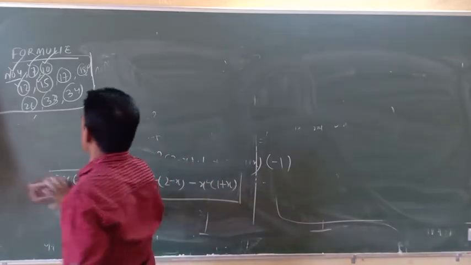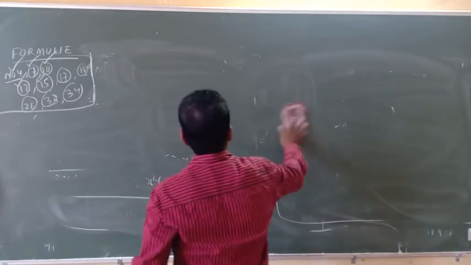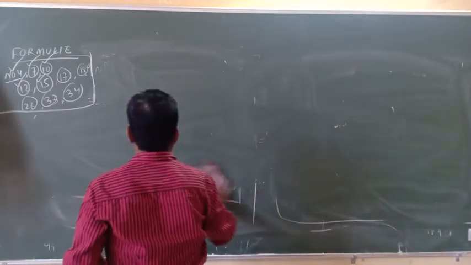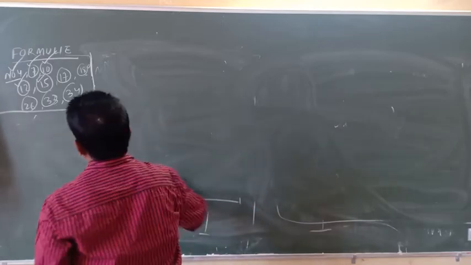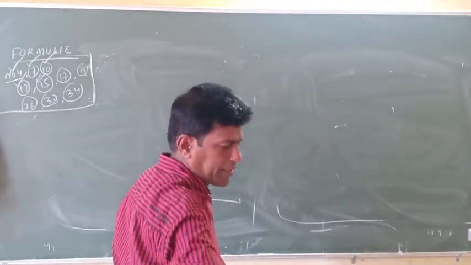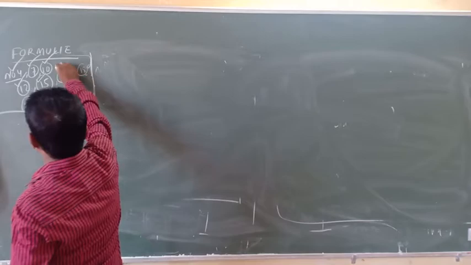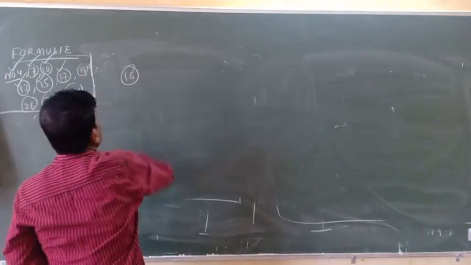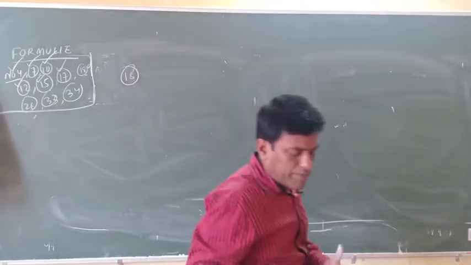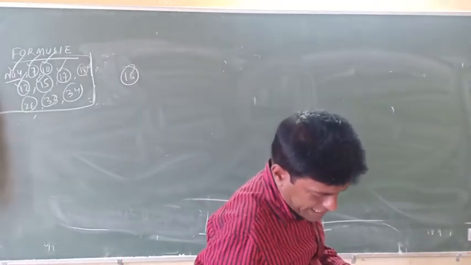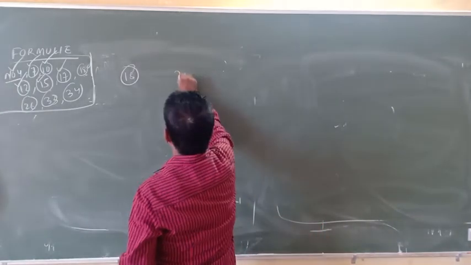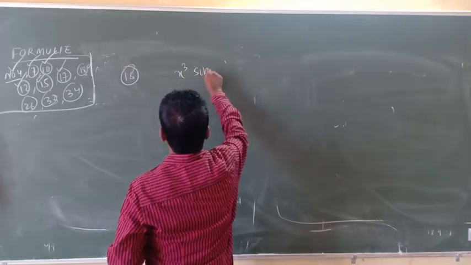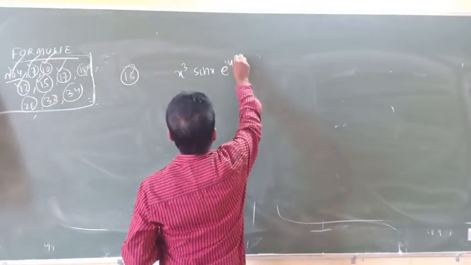Now I am going to number 18, only discussing number 18. 17 is already completed, but now I am going to discuss 18. For 18, the given problem is of this type: x cube sin x e to the 4 ln x.